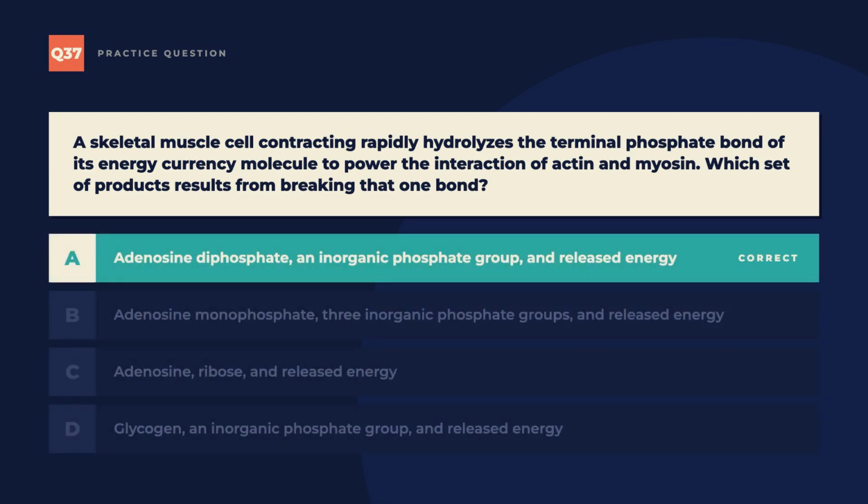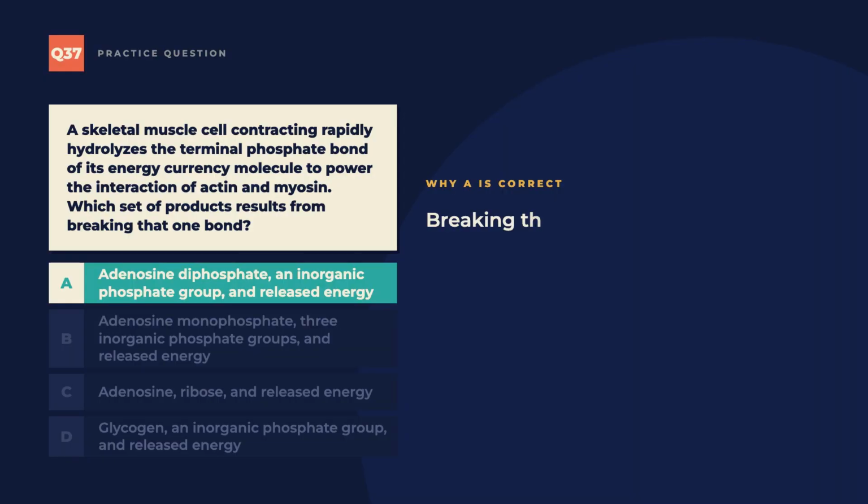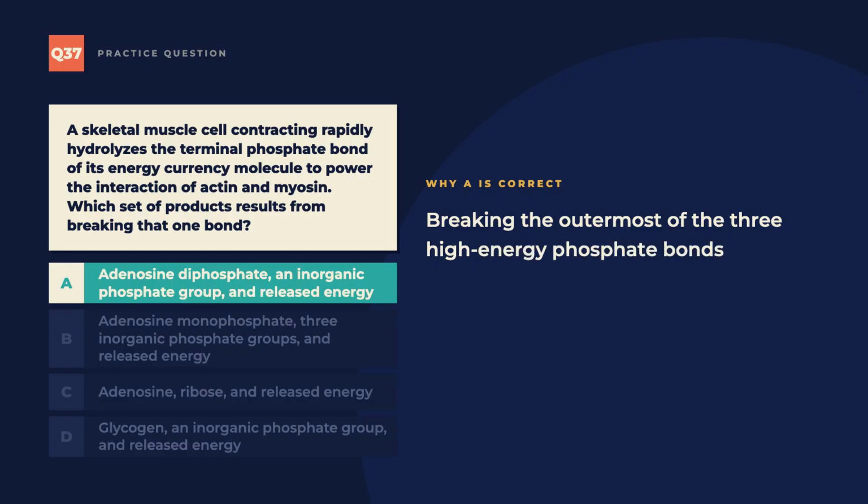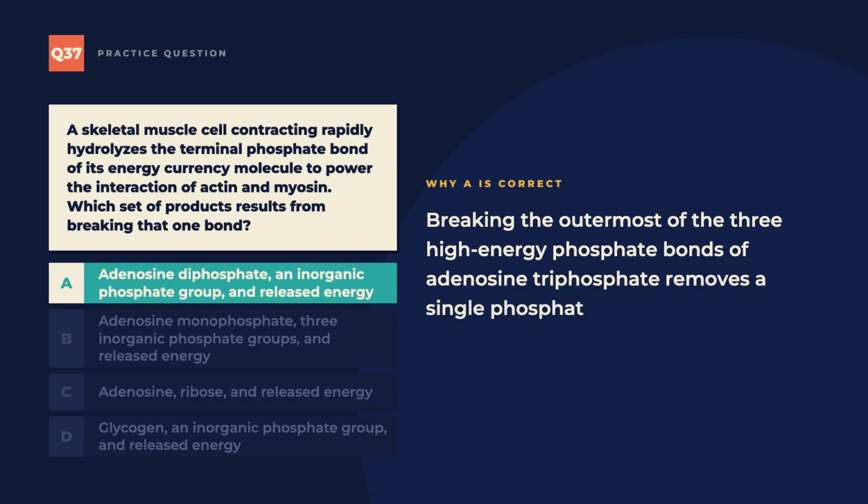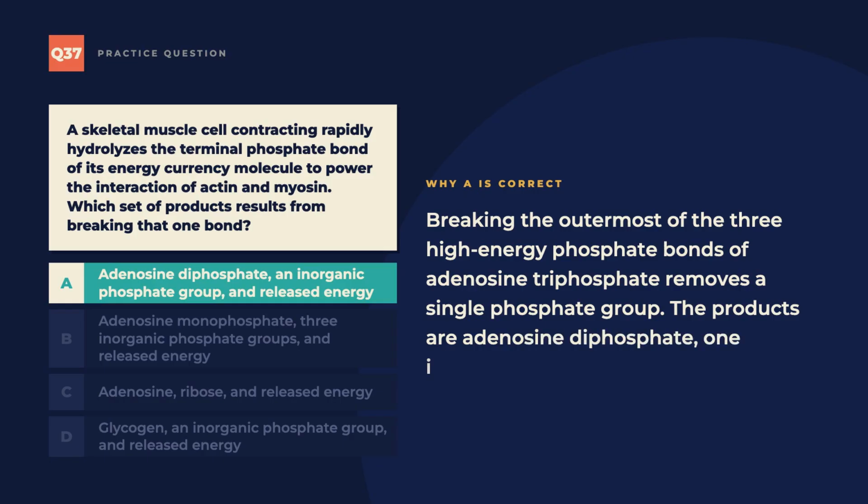The correct answer is A. Adenosine diphosphate, an inorganic phosphate group, and released energy. It is correct because breaking the outermost of the 3 high-energy phosphate bonds of adenosine triphosphate removes a single phosphate group. The products are adenosine diphosphate, 1 inorganic phosphate, and a burst of usable energy.